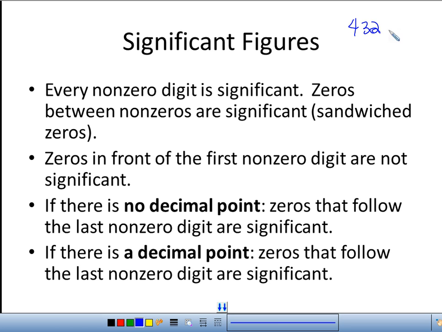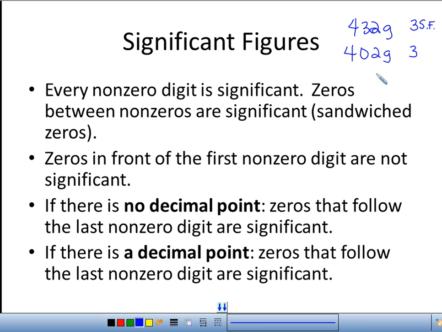432 grams. Well, all of those are non-zero digits, so that means this number has 3 sig figs, because they're all non-zero digits. If I measured it and it was 402 grams, it would still have 3 sig figs. Why? Because this is a sandwich zero. It's between non-zeros, which means it's significant too.